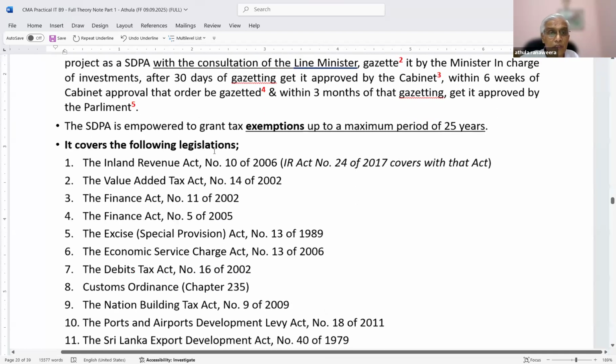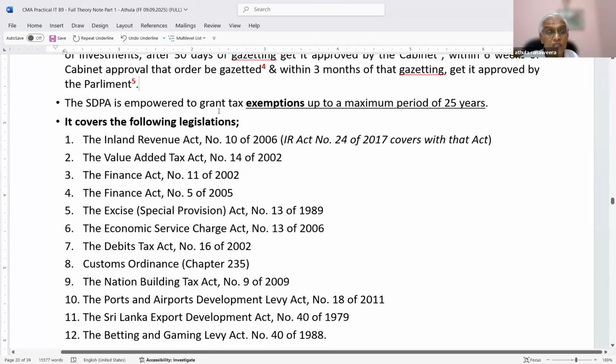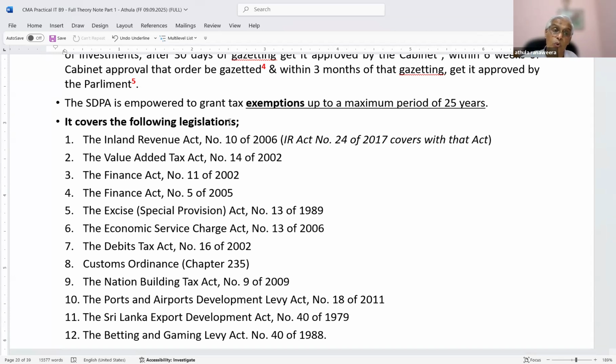Right? Then, under the Strategic Development Project Act, exemptions can be granted for a period of up to 25 years. See, they can go up to 25 years exemption. Then this act can supersede another 12 acts. See the authority of this act. See the authority with the Minister of Finance, the President of the country. He can influence and do whatever he wants.